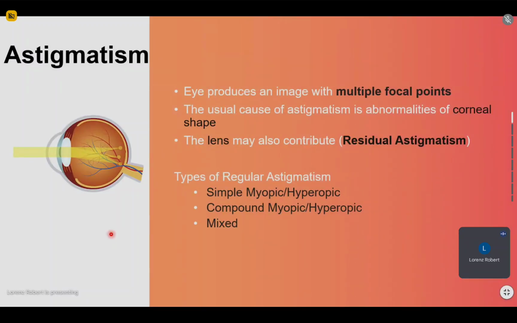Now in astigmatism, this is due to the shape of the cornea. The eye now has images with multiple focal points. Usually it's because of the cornea, but the lens can also contribute to astigmatism, also known as residual astigmatism or lenticular astigmatism. There are different types: simple, compound, and mixed. This is good to know.